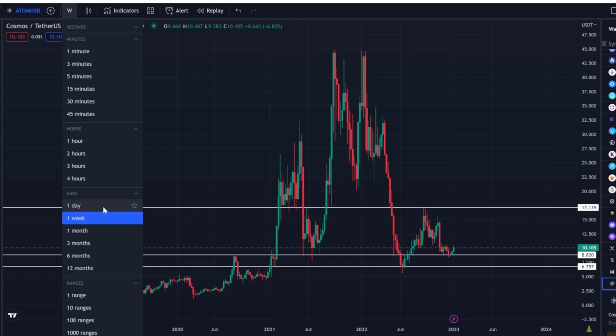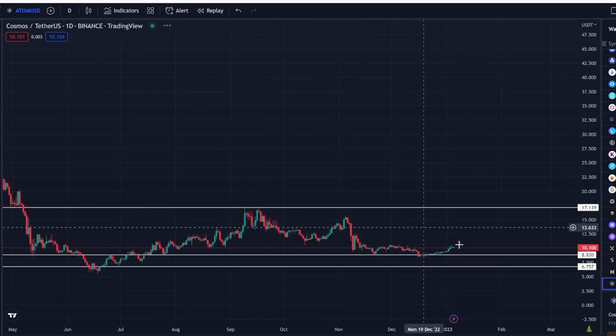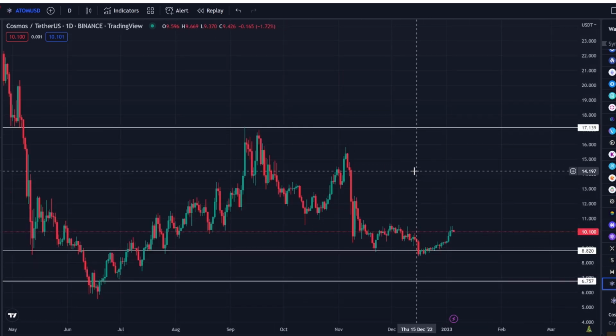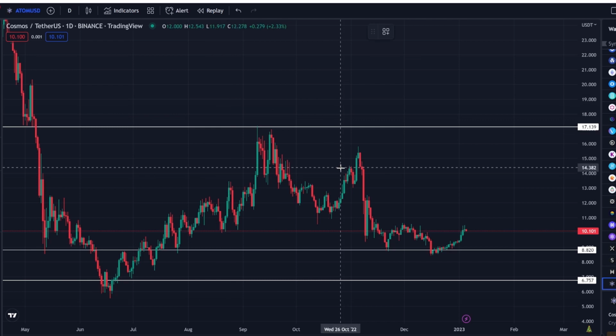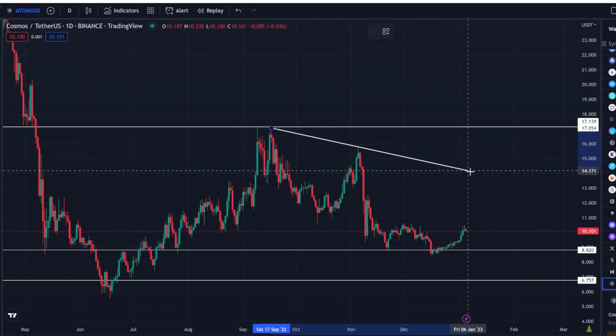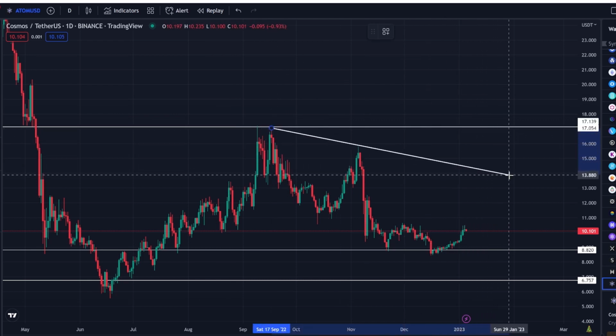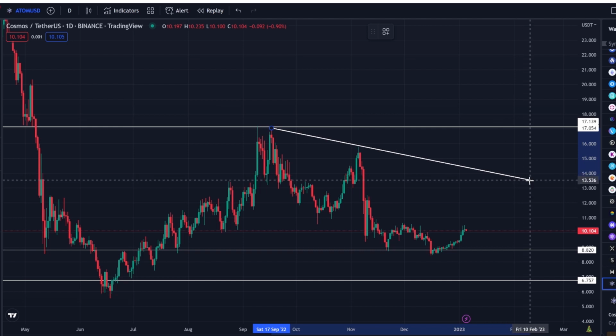Now let's go on to the daily time frame. We're zooming in. I can see a downtrend forming right here, so we're going to plot that as well. Remember that these should be touching the wicks.